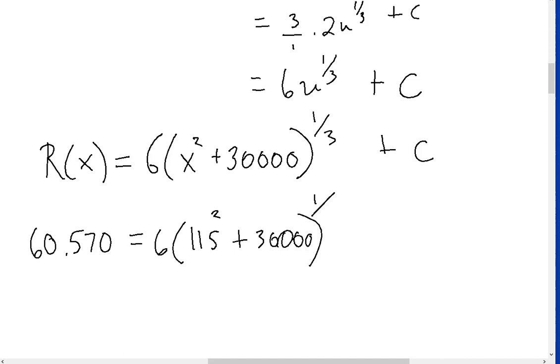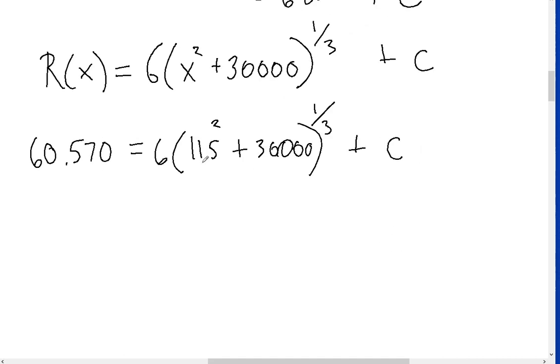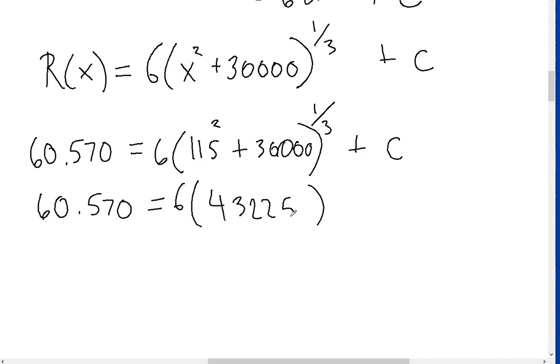All of that is going to be the cube root, because the 1/3 power means the cube root. So I've got a good bit of cleaning up to do here. Inside those parentheses, I'll do that first. I've got 115 squared plus 30,000. So that's 43,225. Still have to take the cube root of that, not of the 6, but of the 43,225.